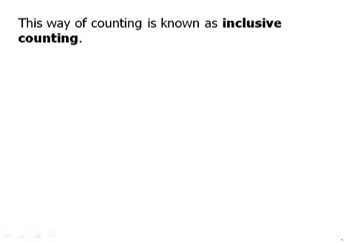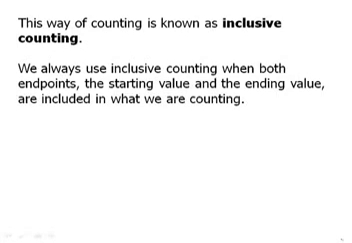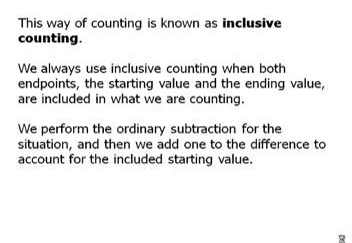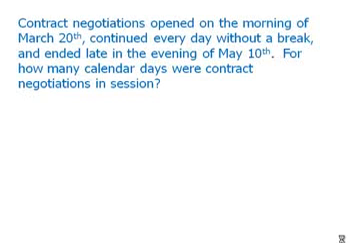This way of counting is known as inclusive counting. We always use inclusive counting when both endpoints, the starting value and the ending value, are included in what we are counting. We perform the ordinary subtraction for this situation, then we add 1 to the difference to account for the included starting value. So think about this question for a minute. You can pause the video if you need to, and then we'll talk about it.